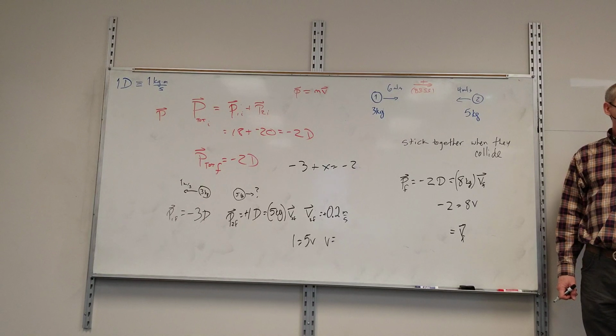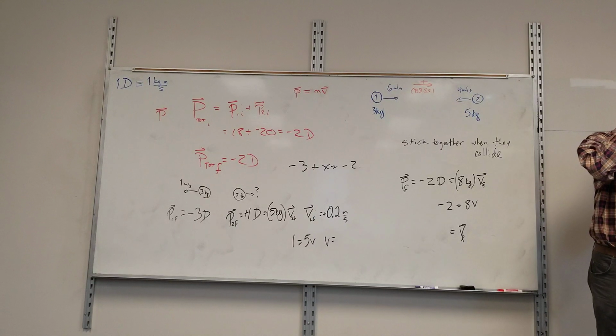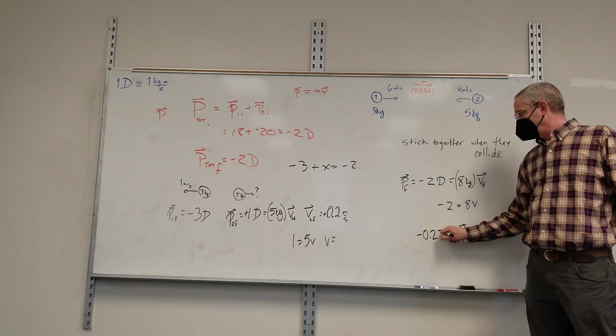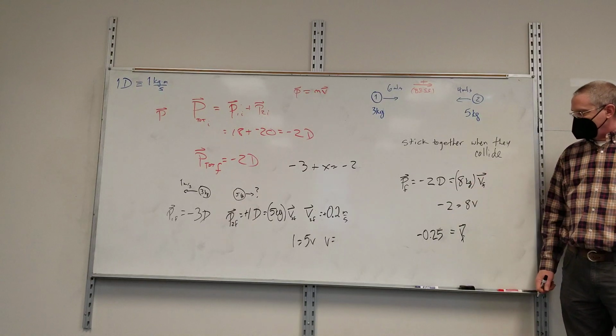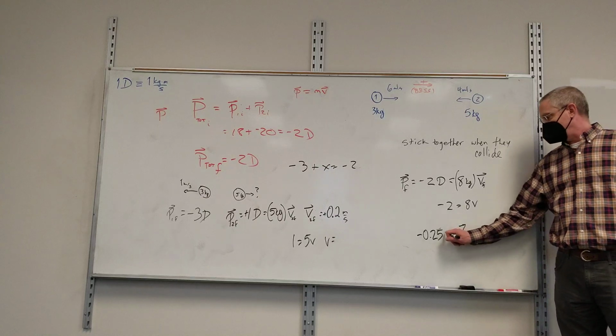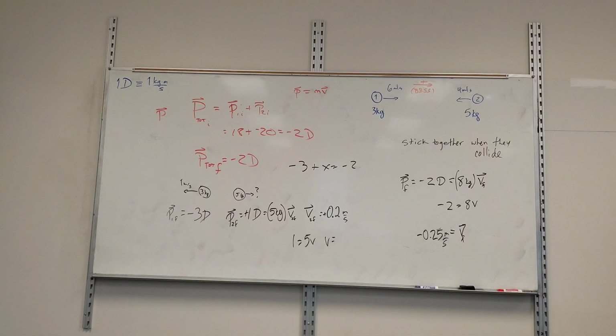Fraction or decimal form. Yes. Negative 0.25 units. Absolutely. So they don't stop completely. They both get really slow, and they are moving off to the left.